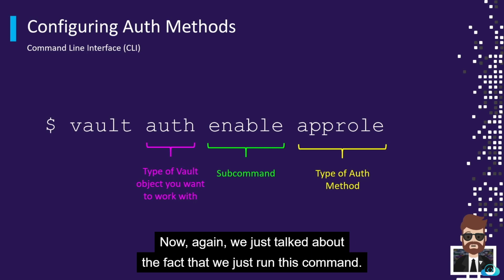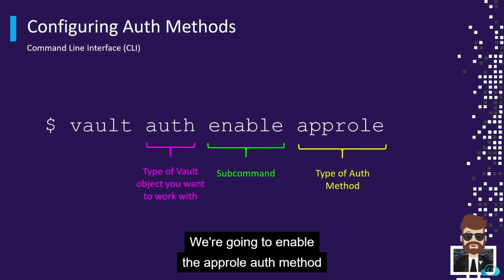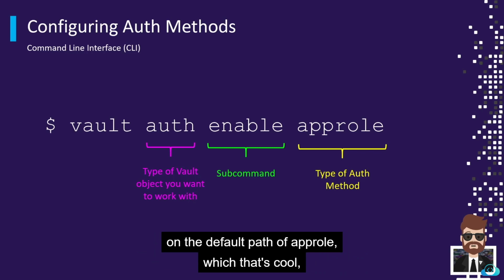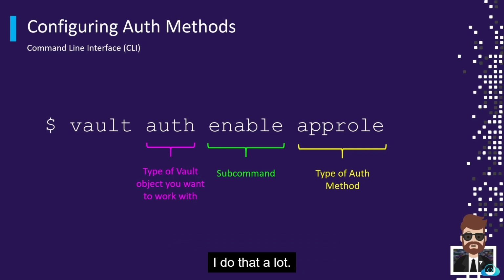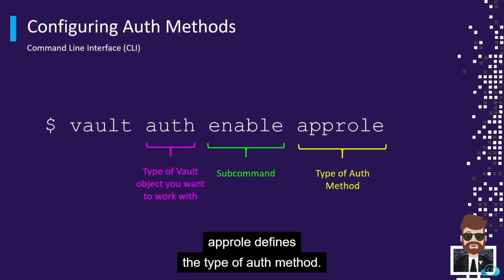Again, we just talked about the fact that when we just run this command, we're going to enable the app role auth method on the default path of app role, which is cool. I do that a lot. That's fine, no problem. But just know that in this case, app role defines the type of auth method.